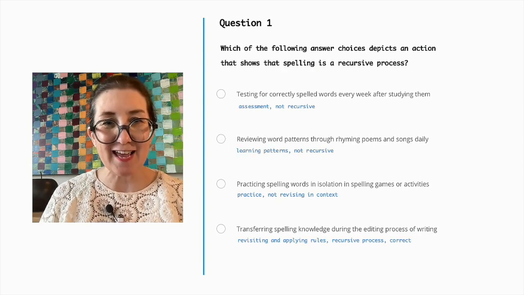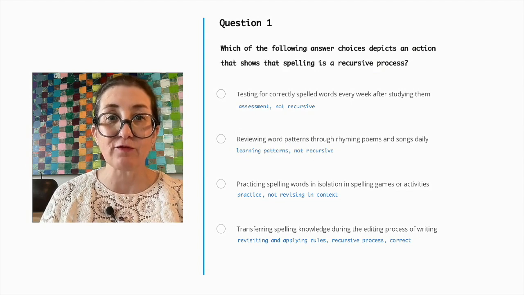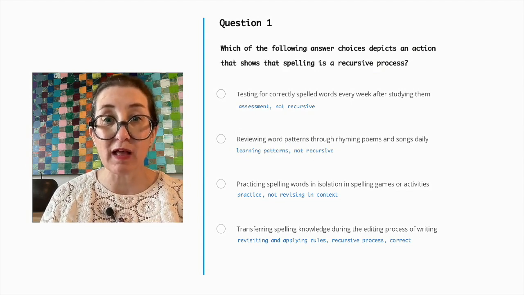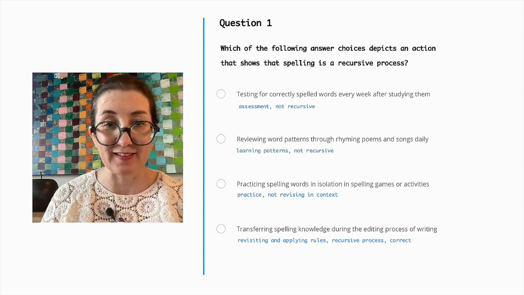The correct answer is transferring spelling knowledge during the editing process of writing, as it involves revisiting and applying spelling rules in a context, demonstrating the recursive nature of spelling.